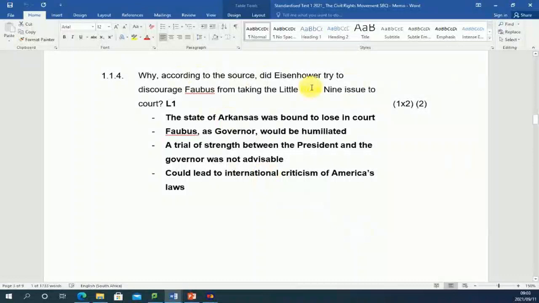Why, according to the source, did Eisenhower try to discourage Forbes from taking Little Rock 9 issue to court? Again, it's a level 1 question, simple extraction question. Okay? The state of Arkansas was bound to lose in court. Forbes as governor would be humiliated. That comes directly from the source. I apologize. This is meant to be a 2 times 1, not a 1 times 2. So that should just be the other way around. There would be a trial of strength between the president and the governor. And that it was not advisable, and it could lead to international criticism of America's laws. And we heard that kind of reflected in Eisenhower's speech as well.